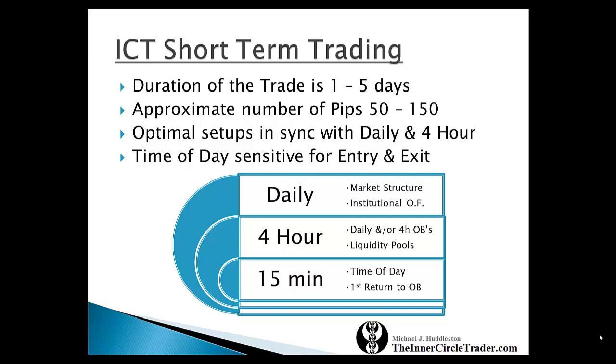The approximate number of pips in a short-term trade is 50 to 150 pips. Intraday trades can range anywhere between 15 pips to 25 pips, as much as 100 pips. Okay, on a real big barn burner day, you can get over 100 pips or so, depending upon the type of magnitude and volatility that's available for that particular pair in that day. Optimal setups for short-term trading are in sync with the daily and 4 hour. Now you're going to see that the highest probability for successful day trades are going to be very similar to those conditions as well. And the time of day is sensitive for entry and exit, as you may have already expected.